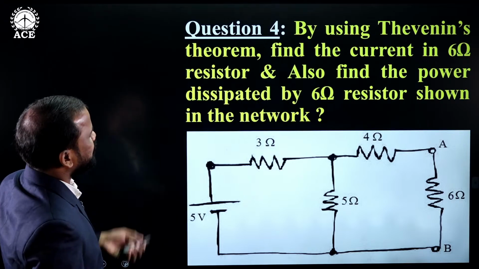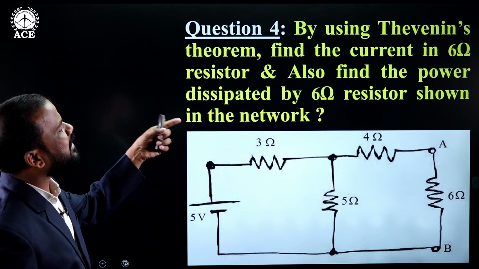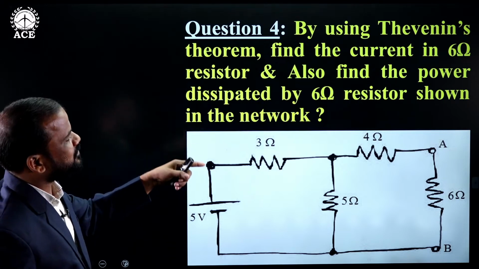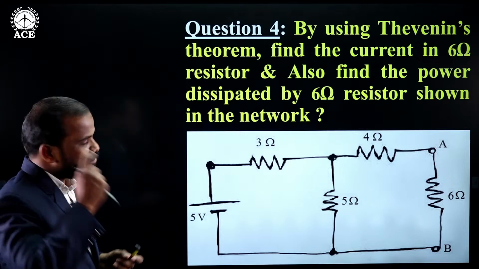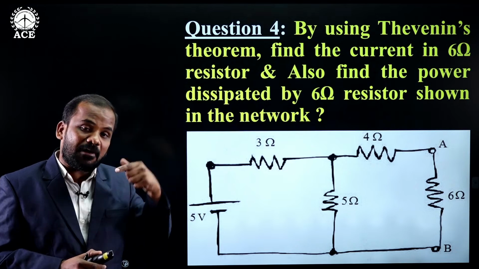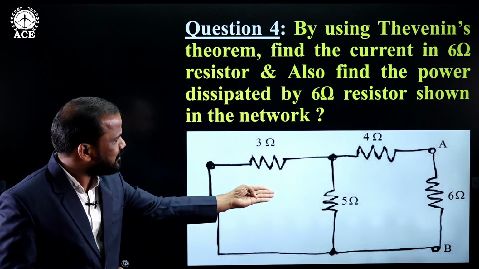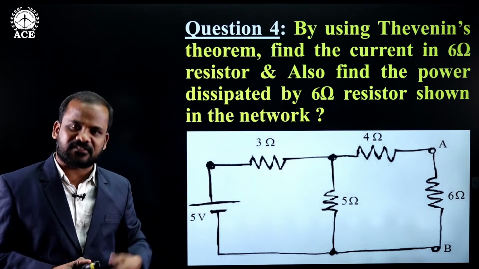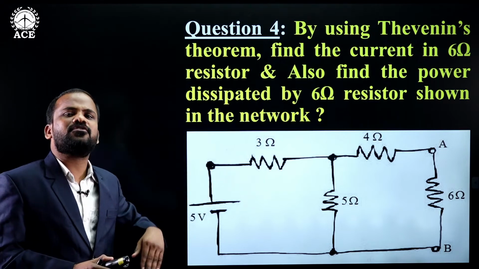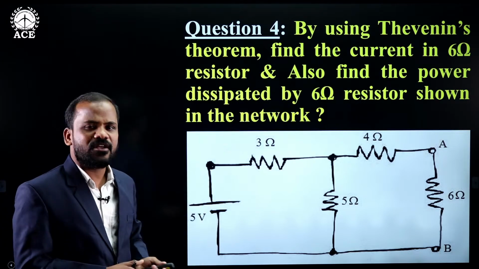Got it? So we already completed this part. Okay, by using Thevenin's theorem, find the current in the 6 ohm resistance and also find the power dissipated by the 6 ohm resistance shown in the network. Just see here, he is asking to find the current flowing through the 6 ohm resistance and also the power dissipated by the 6 ohm resistance. So from this we can say that in the given network the 6 ohm resistance is the load resistance. Got it? So we need to disconnect that load resistance from the given network. Now we need to redraw the network after disconnecting the load resistor. That is the first step.